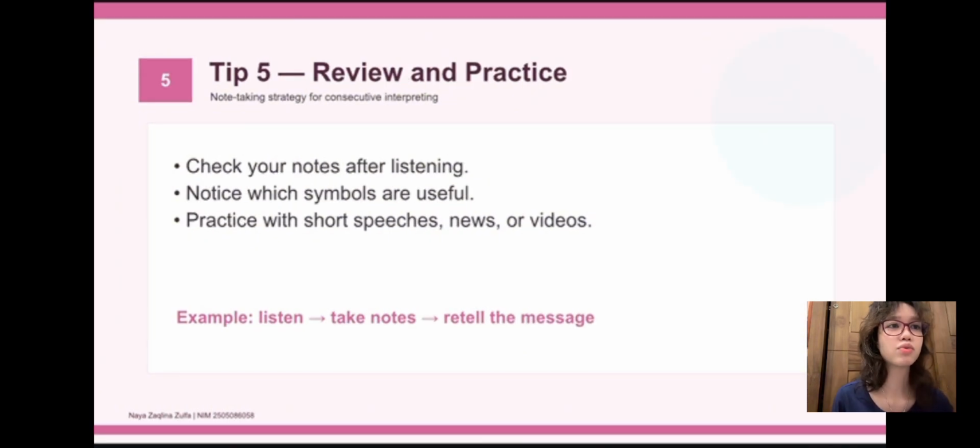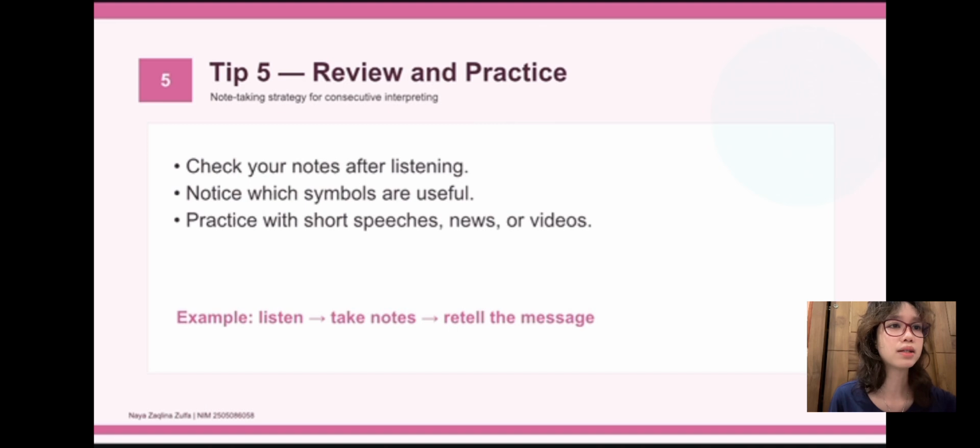The fifth tip is review and practice. Note-taking is a skill, and like other skills, it needs practice. After listening and taking notes, we should review our notes. We can ask ourselves, are my notes clear? Do I understand my symbols? Did I write too much or too little? By reviewing, we can know what works and what needs to be improved.